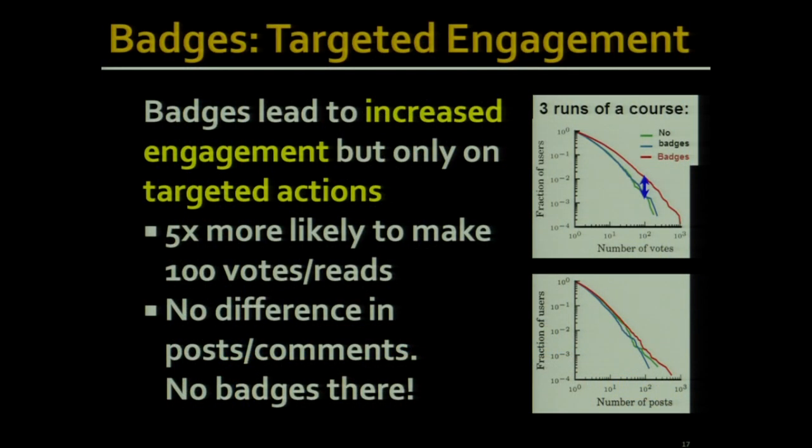And what was interesting is that it led to a big increase in engagement, but only along the targeted dimensions. So basically the amount of forum reading and voting increased by quite a bit. So for example, the number of people who did at least 100 actions went up by a factor of 5, while there was no difference in terms of posts and comments, which were exactly the dimensions that we didn't incentivize. So it seems that we can in a targeted way incentivize people to do things. So that's the first thing I wanted to mention.